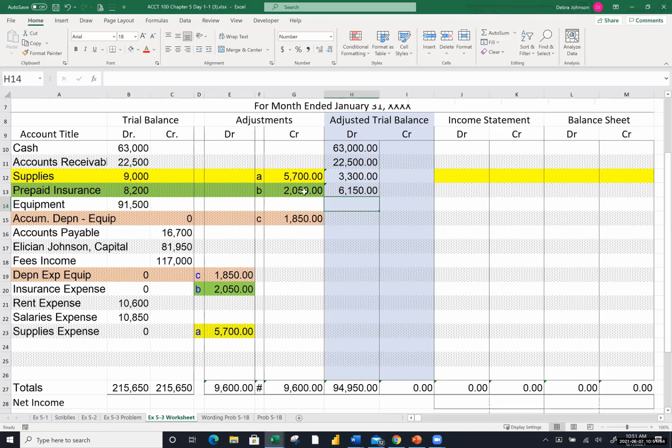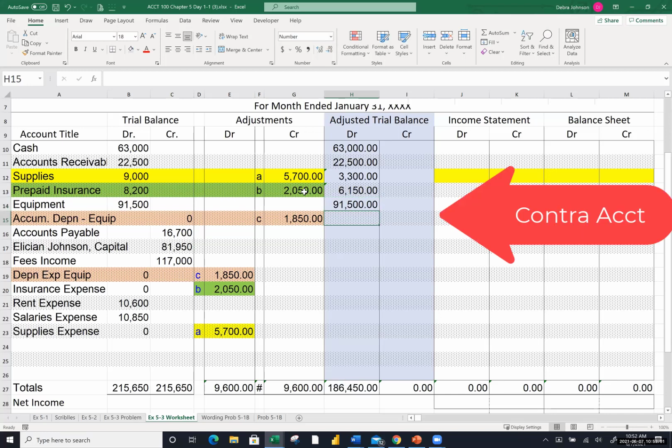The cost of the asset didn't change. It's still 91,500. Okay, now is where we really have to pay attention because we got a funky contra account and we've never used a contra asset yet. So contra asset means contrary to the normal balance. They had 0 in it. They had a credit of 1,850. So I got to move over here to the credit column. I now have 1,850 sitting in the credit column for that contra asset.